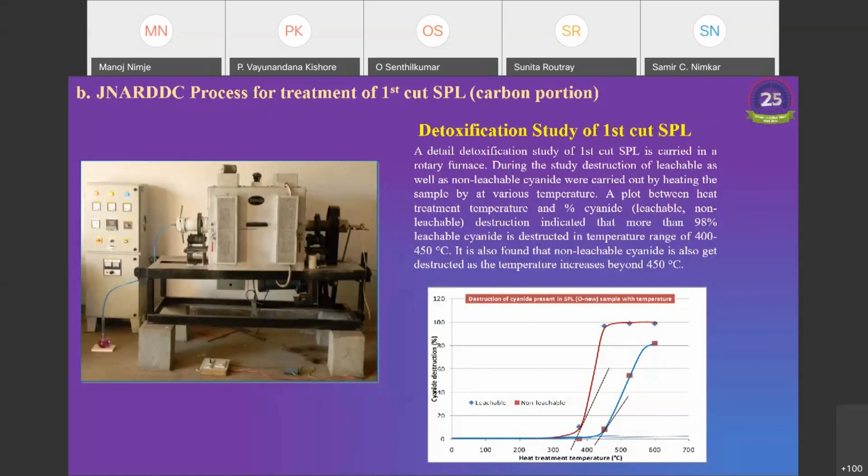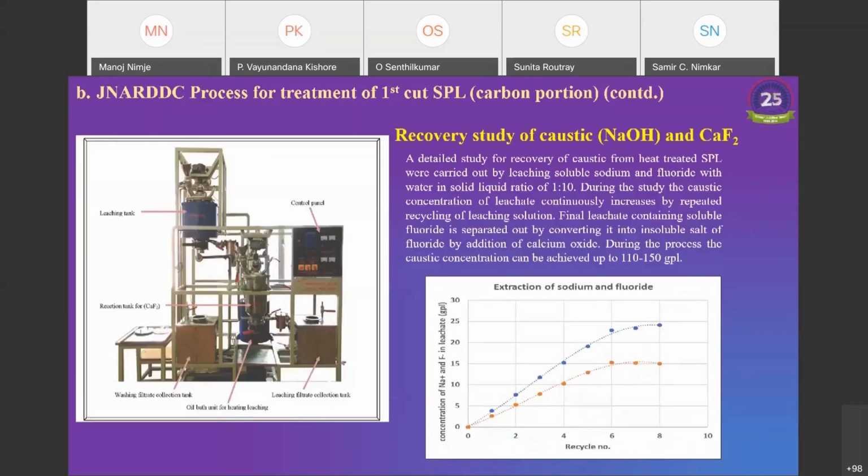destructed indicated that more than 98% of leachable cyanide is destructed at a temperature range of 400 to 450 degrees centigrade. And it is also found that non-leachable cyanide also gets destructed as the temperature increases beyond 450 degrees centigrade.